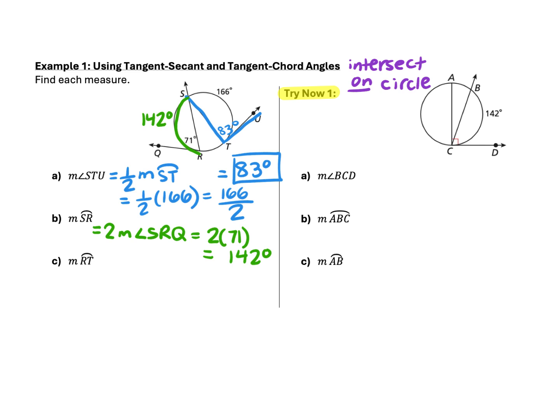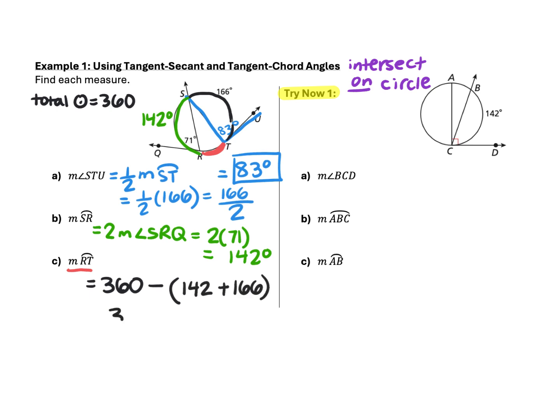And now to finish this example off, we need to find the measure of arc RT. And we don't know the angle across from it, and we can't assume that we know that angle. But what you should notice here is that we have the other parts of the circle. This arc is 166. The other arc is 142. We know that a total circle is 360 degrees. So let's take our total 360 and subtract the sum of the 2 arcs that we already have, 142 plus 166. Add that together, you get 308, and 360 minus 308 is 52 degrees.